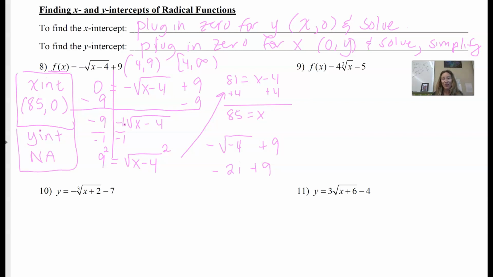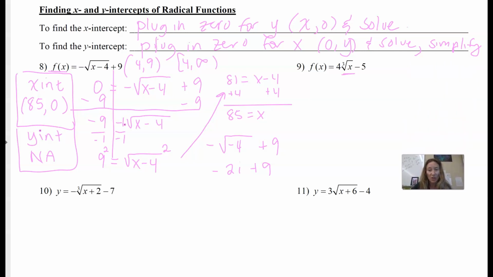Now, the domain and range of all cube root functions is negative infinity to infinity, so there will always be an x and a y-intercept for cube roots. But as we just saw, there might not be an x or a y-intercept for square root functions.